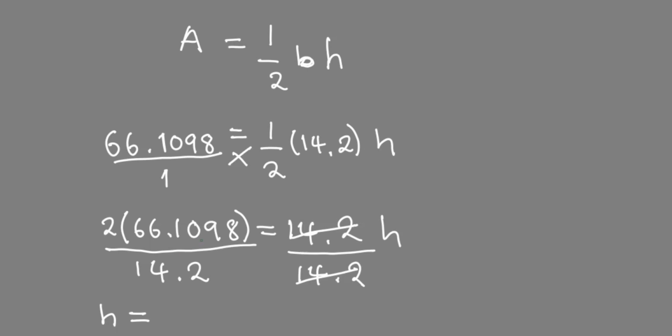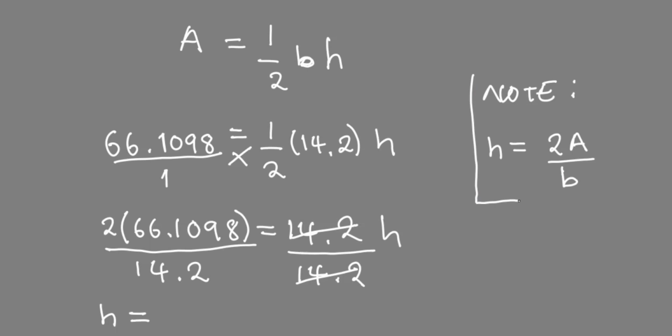Now, before we calculate the h, what I want you to note is that instead of always doing this process of plugging in your numbers, multiplying until you get h, you can just always remember that after you make h the subject of the formula here, you're going to have 2a over b. So whenever you're asked to find the shortest distance, just remember this simple formula. H is equal to 2a over b. If you don't want to remember the formula, then just plug in your numbers and find h. But it's one and the same thing.